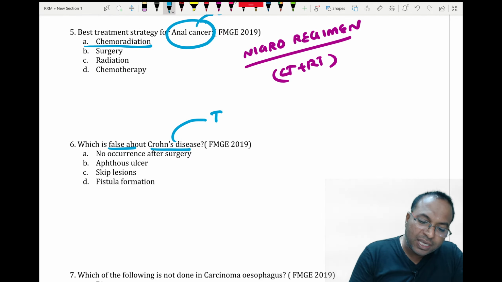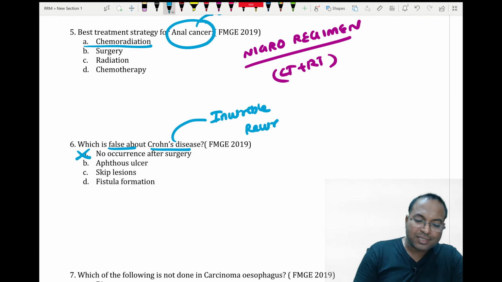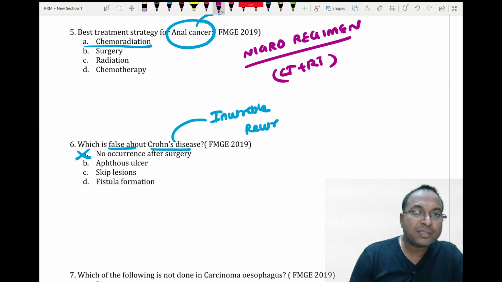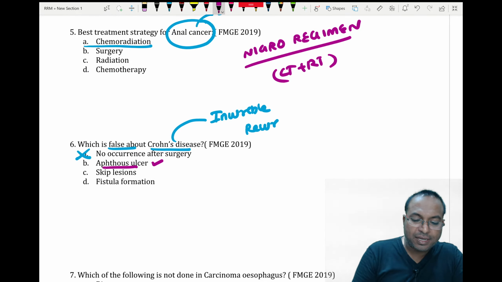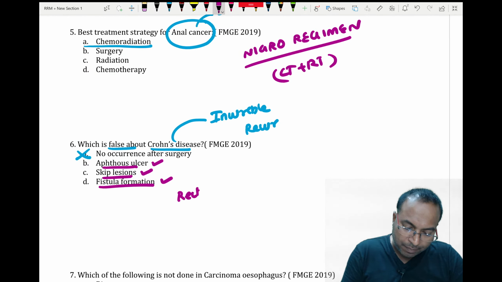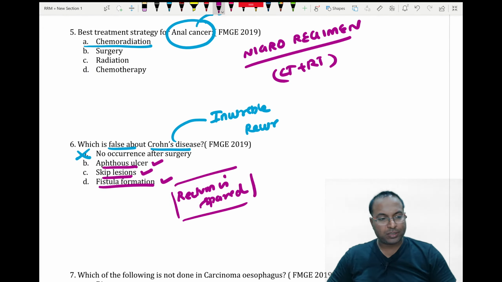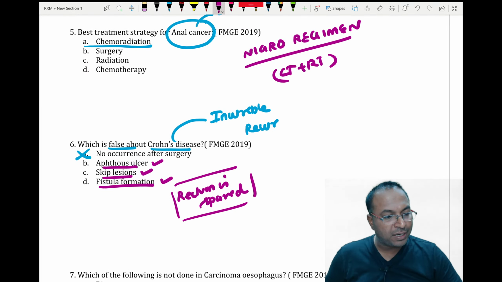Crohn's is an incurable disease. Please remember, it is incurable. It will recur. So the answer, no recurrence after surgery, is wrong. Recurrence is common. Aphthous ulcers are seen, skip lesions are seen, fistulas are seen in Crohn's. So which area is not affected in Crohn's? Rectum is spared. So please remember, rectum is spared in Crohn's disease.